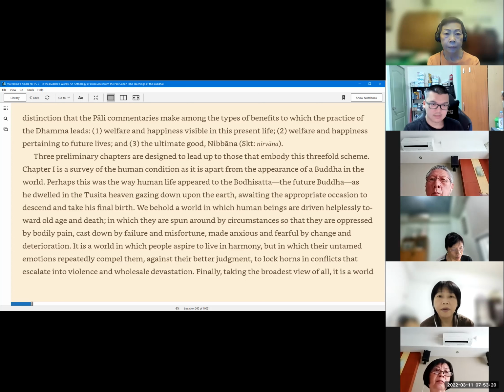Number one, welfare and happiness visible in this present life. Number two, welfare and happiness pertaining to future lives. And number three, the ultimate good, Nibbana.